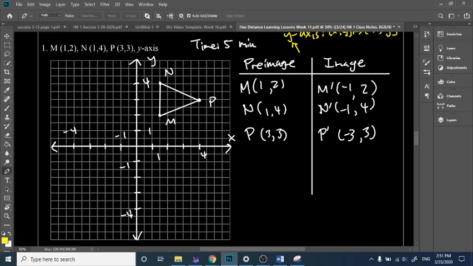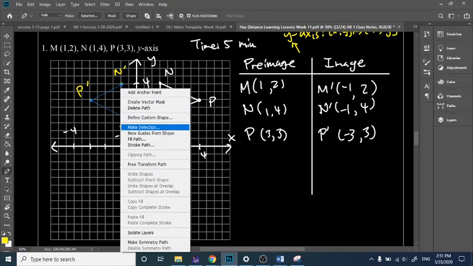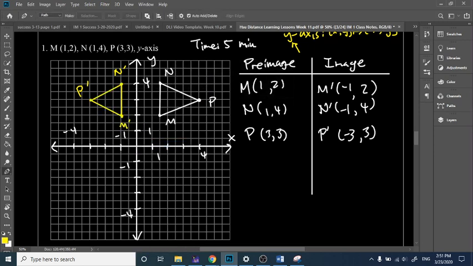Alright. Now let's graph the other one, the image. Negative 1, 2. Negative 1, 4. Negative 3, 3. M prime, N prime, P prime. And if we look at this, it's pretty much symmetrical, reflected over the y-axis.